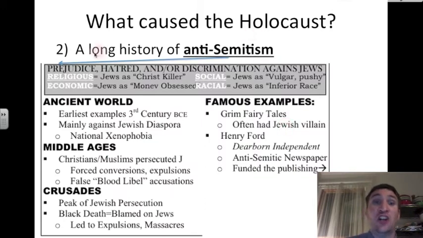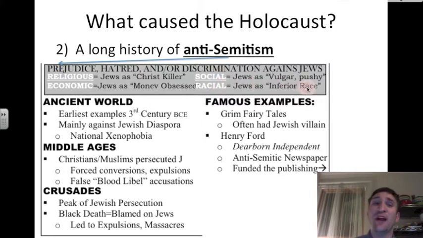What caused the Holocaust? Number two, a long history of anti-Semitism. What is anti-Semitism? Anti-Jew. Prejudice, hatred, and or discrimination against Jews. Now, the Nazis were anti-Semitic because they saw the Jews as Christ killers, a religious way. Economically, the Nazis saw Jews as money obsessed. They saw the Jews socially as vulgar and pushy. And racially, they saw the Jews as an inferior race.